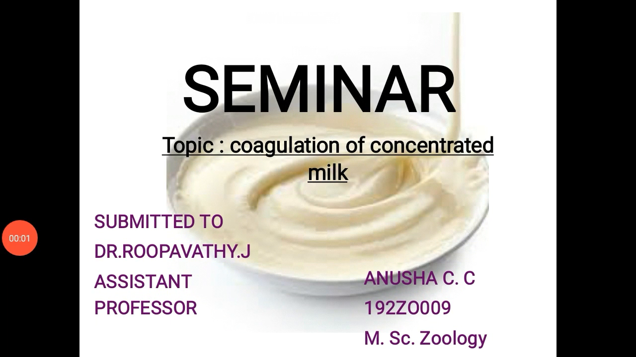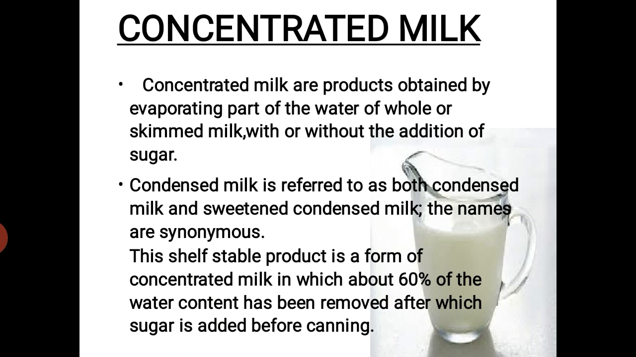Today we are going to discuss the seminar topic: coagulation of concentrated milk. First we can see what is meant by concentrated milk. Concentrated milk are products obtained by evaporating part of the water of whole or skimmed milk, with or without the addition of sugar. Condensed milk is referred to as both condensed milk and sweetened condensed milk.